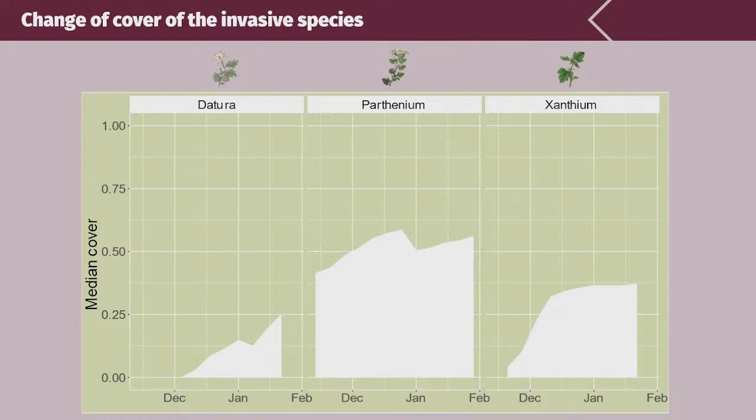So this is the cover that I mentioned, and it's a sum of all the invaded sites together, so it's like a median cover. And it does kind of reflect what we see in the field. So the first one is Datura, and it has the smallest cover, and it does grow more in a patchy pattern as opposed to Xanthium and Parthenium, which, as I showed in the photos, tend to make these really huge growths.